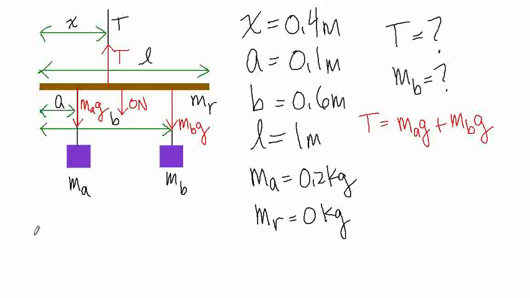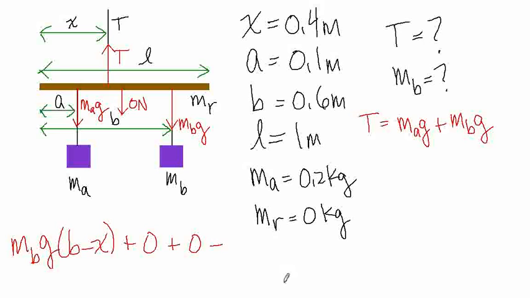So the torque contribution due to the hanging weight with a mass m sub b is m sub b times g, and then for the distance I need to use b minus x. The weight of the ruler doesn't contribute any torque. The tension due to the cable with respect to the ceiling doesn't contribute any torque because the distance to the axis of rotation is 0. And now I'm going to subtract the torque contribution from the other hanging mass, which is m sub a g times x minus a. That equals the net torque, which is 0.